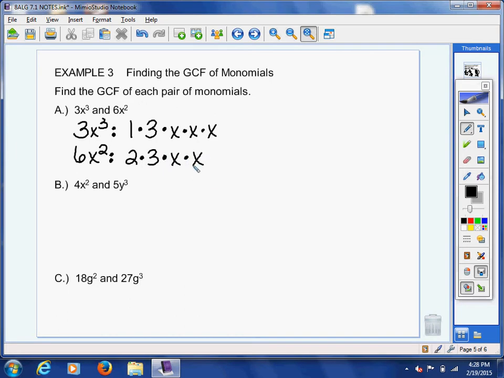Now what we're looking for, when you're looking for the greatest common factor, is the same number in each line. We're also looking for the same variable in each line. So let's take a look. I see a 3, and I see a pair of x's. And so the GCF of 3x cubed and 6x squared would be 3x squared.